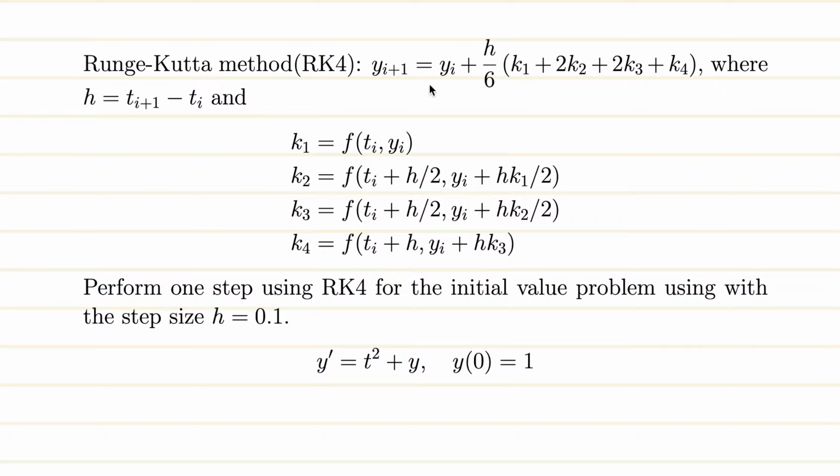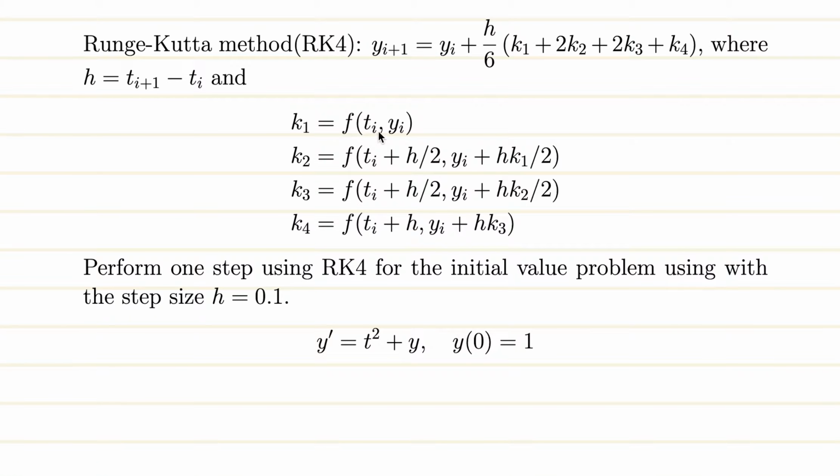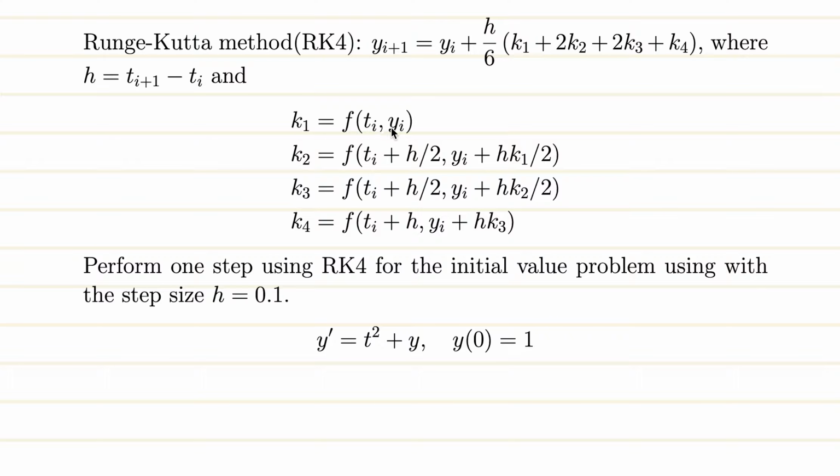Runge-Kutta method. y_{i+1}, the next point, is y_i, the previous point, plus h over 6, where h is the step size, t_{i+1} minus t_i, times the sum of these four terms, where k1 is just evaluating the function, k2 is this, k3, k4.